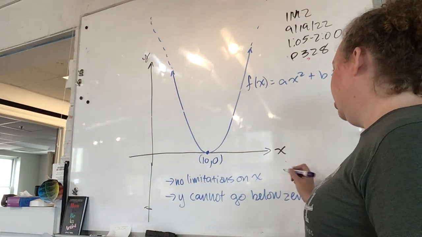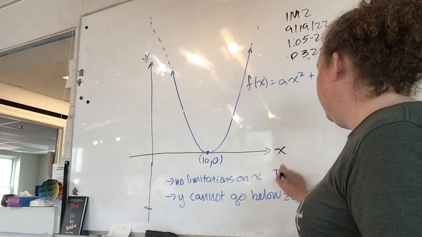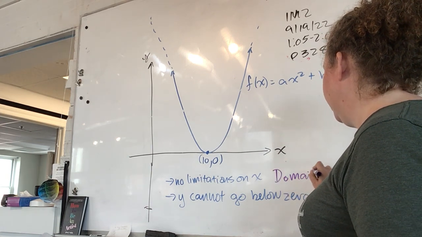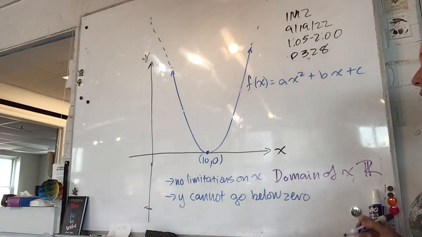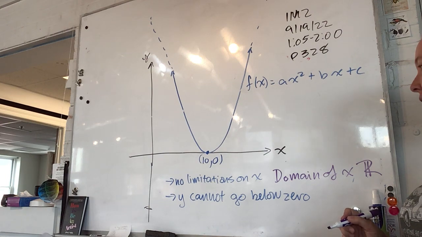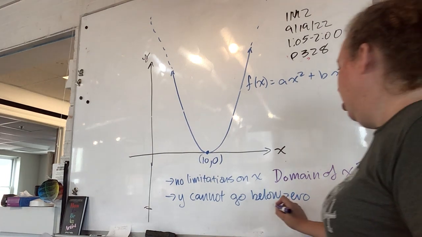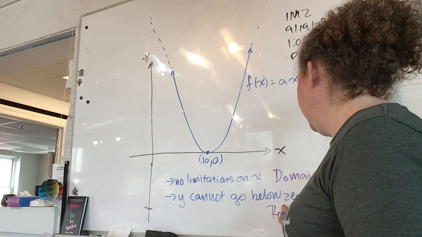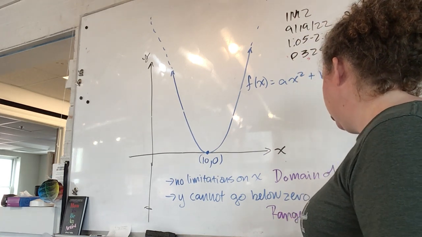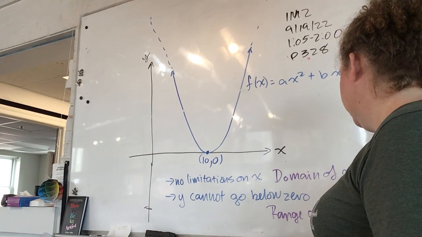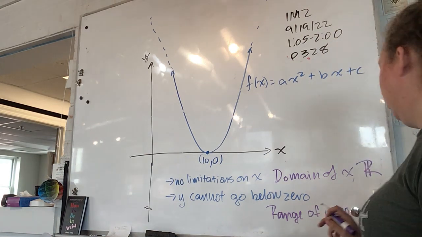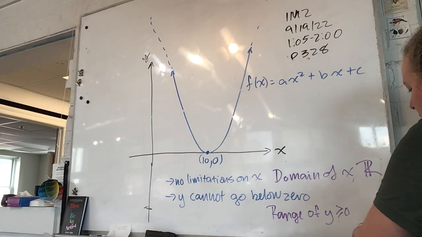No limitations on x means that the domain of x, and here we can do a capital R, is all real numbers. There are no limitations on x. But here we can say the range of y is greater than or equal to 0.